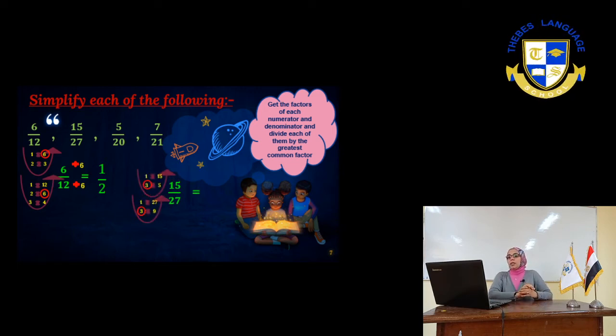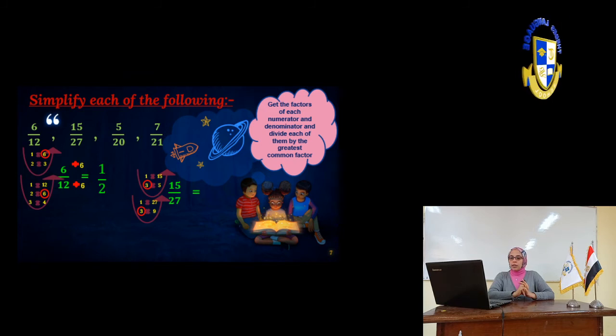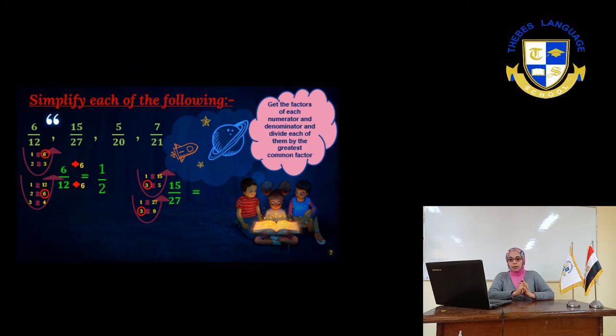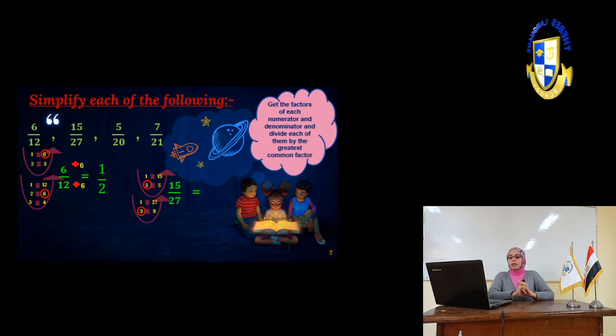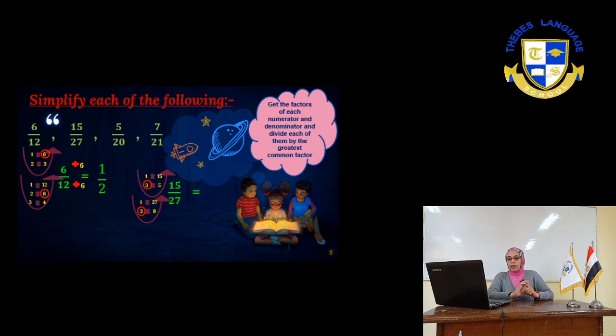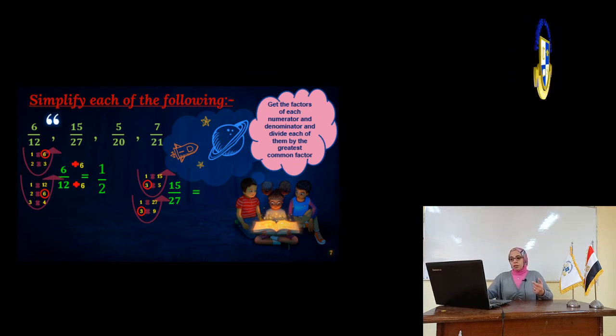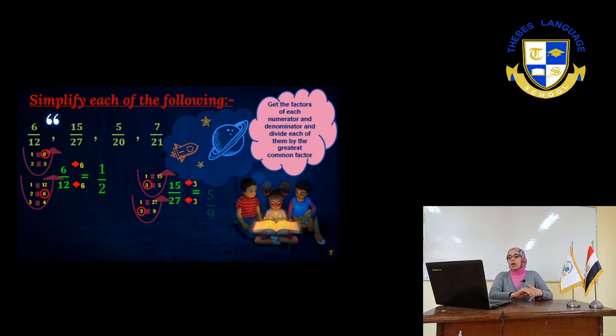15 over 27. At first, get the factors of 15. It will be 1 times 15 and 3 times 5. Get the factors of 27 also. 1 times 27 and 3 times 9. Now, choose the greatest common factor of 15 and 27. What is the greatest factor? It will be 3. So we'll divide both numerator and denominator by 3. 15 divided by 3, and 27 also divided by 3. It will be 5 over 9.